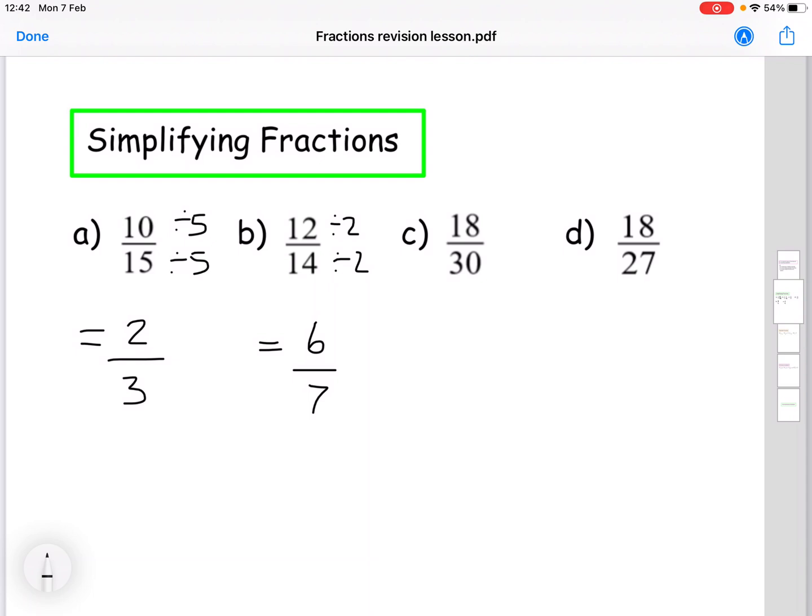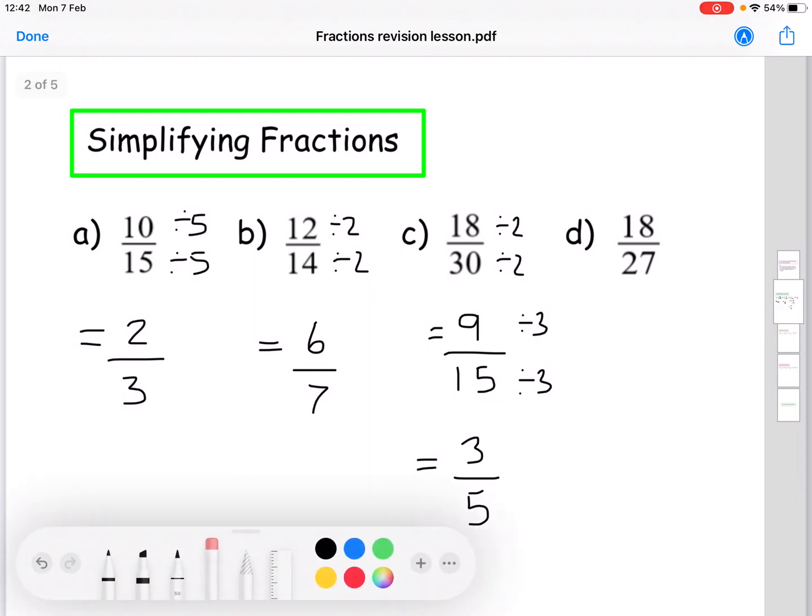So for example, if you couldn't think that they are both in the 6 times table, you could say, well, they both divide by 2, and do that first. So 18 divided by 2 gives you 9, 30 divided by 2 gives you 15, and then you could divide that down again. 9 and 15 both divide by 3. So 9 divided by 3 gives you 3, and 15 divided by 3 gives you 5. If you need to do it in more than one step, that's absolutely fine.